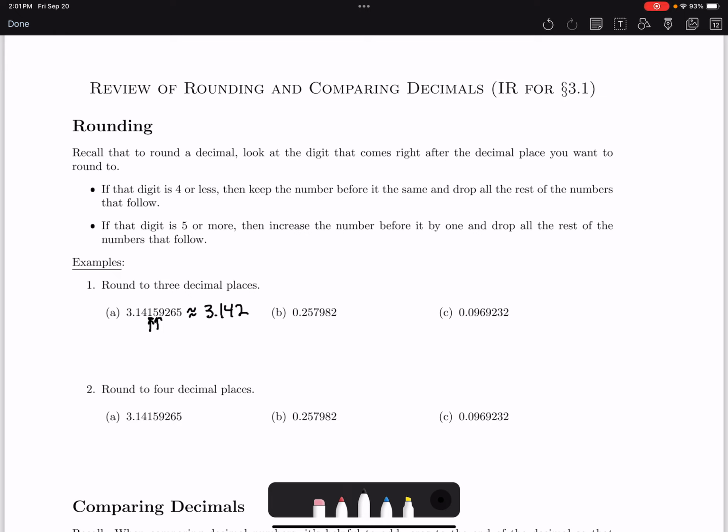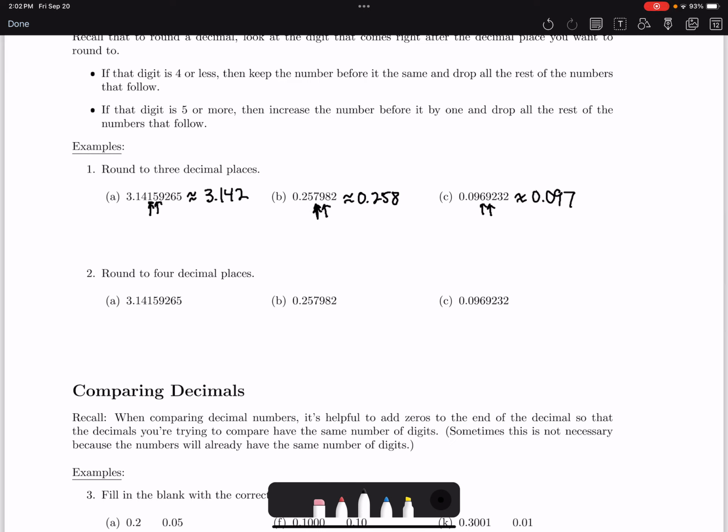In a similar way, 2.57982, we want to round to the third decimal place, so we look at the fourth one. It's a 5 or more, so this 7 becomes an 8, and we drop all remaining digits. Okay, looking at this one, we want to round to the third decimal place, so we look at the one that comes after it. It's a 9, so we round the 6 up to a 7. Okay, but we don't always round up, of course. We'll see an example where we don't round up, where we just round off.